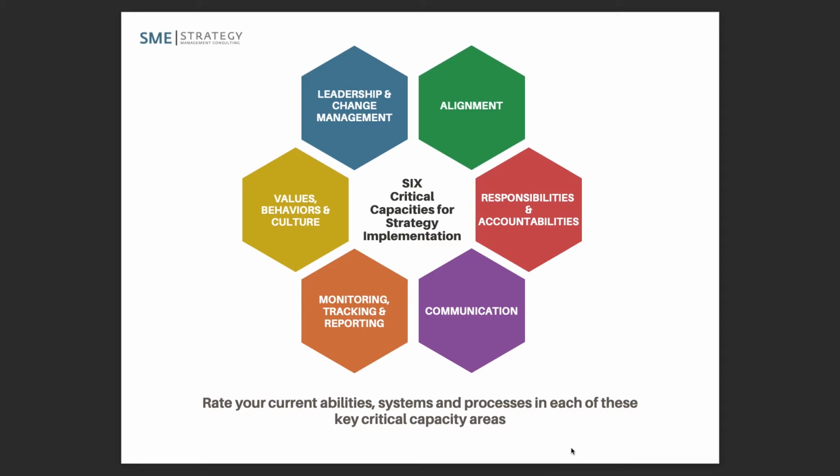So I want you to take a look at all 6 of these and recognize that they grow and change over time. The first is alignment. Next is developing the responsibilities and accountability with your team, communication, how you communicate and work together, tracking, monitoring, and reporting on your plan, and developing values, behavior, and culture, as well as leadership and change management. Before you even begin to create your strategic plan, you do want to rate your current abilities, systems, processes, and structure in each of these critical capacity areas so that as you get into the implementation, you're prepared for what you need to do next.